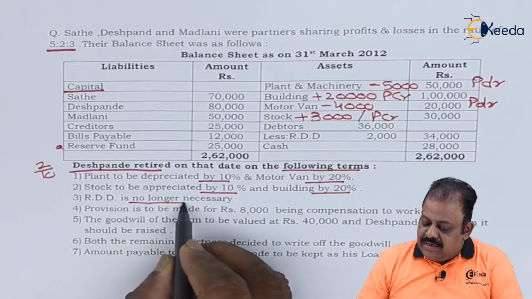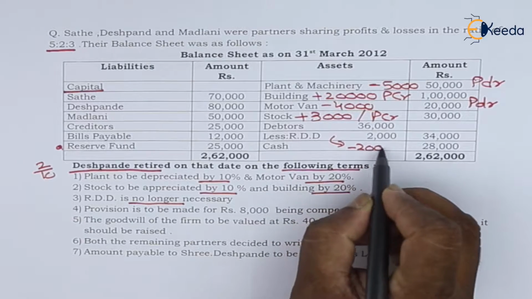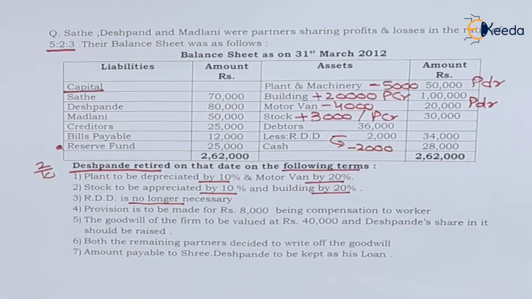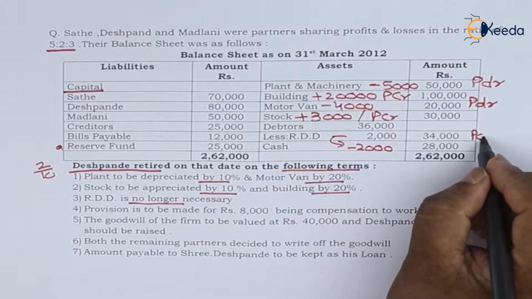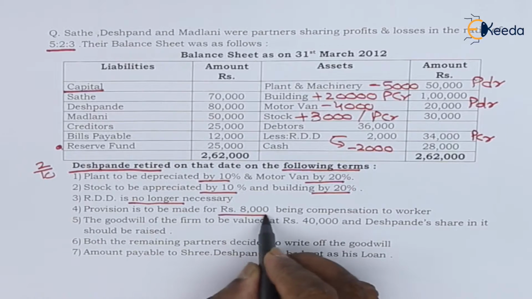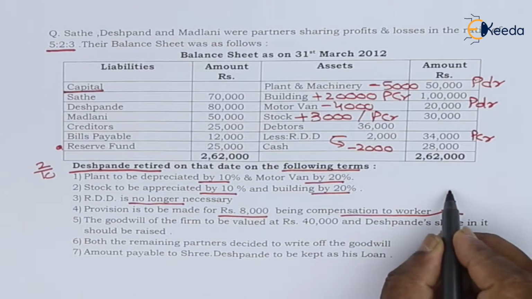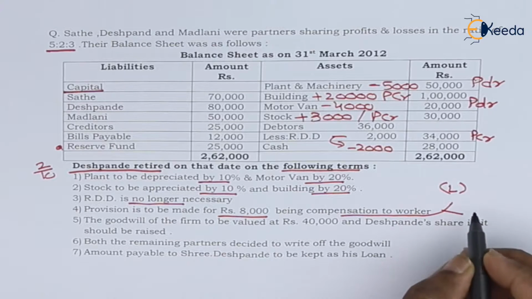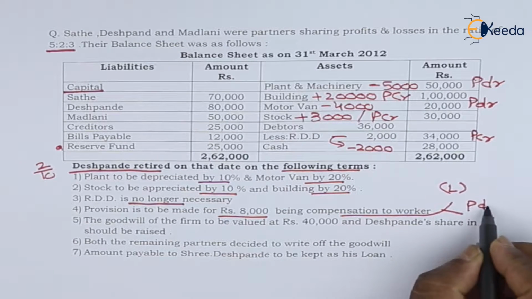RDD is no longer necessary. So we have to deduct 2,000 from RDD. So RDD will become nil. This will be recorded to the credit of profit and loss adjustment account. Provision is to be made for rupees 8,000 being compensation to workers. This is a new liability. One effect will be on the liability side. Another effect, profit and loss adjustment account debit.